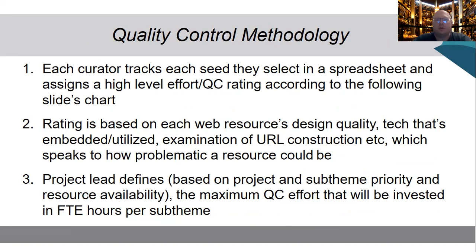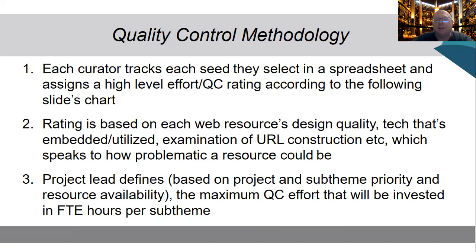So in terms of quality control, each one of the curators as a next step would track each seed that they select in a spreadsheet and assign to it a high-level quality control rating according to the details of the following slide. The rating is essentially based on the web resource's design quality, what kind of technologies it utilizes and has embedded, examination of the URL construction, does it point to material that will be problematic for scoping, offsite and cloud servers or whatnot, which will speak to the overall degree of issue with collecting that resource.